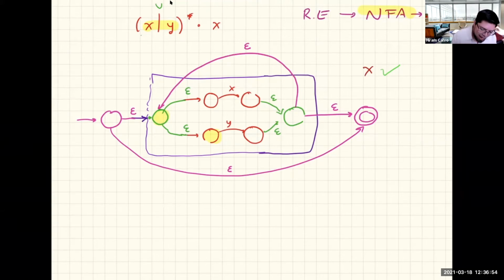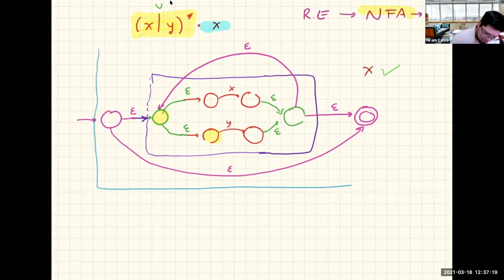Okay, now we have covered up to this part. Yes, we now have this Kleene star of X or Y. And finally, we need to do this other part, which is the concatenation of X. To do the concatenation, we need to apply just a last step. And now the big machine will be this. Let me erase this part. The big machine will be like this.